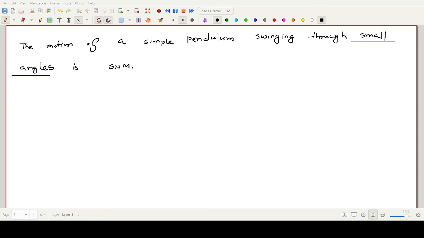So no question. Then the physical pendulum. The difference between a physical pendulum and a simple pendulum is that a physical pendulum can have a complicated distribution of mass.